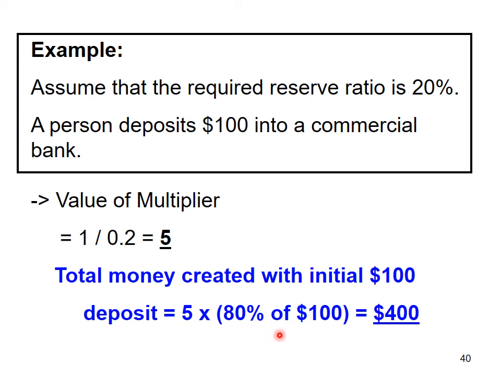So we take the initial excess reserve, how much you can lend out the first time in full, and you have $400 of new money created from an initial deposit of $100. Now, most of this $400 will be in the form of deposits held in the bank.